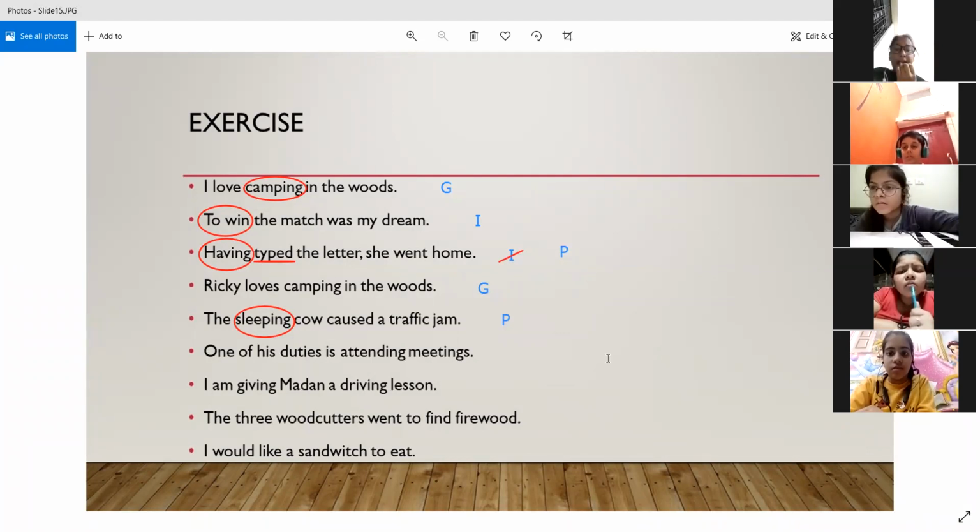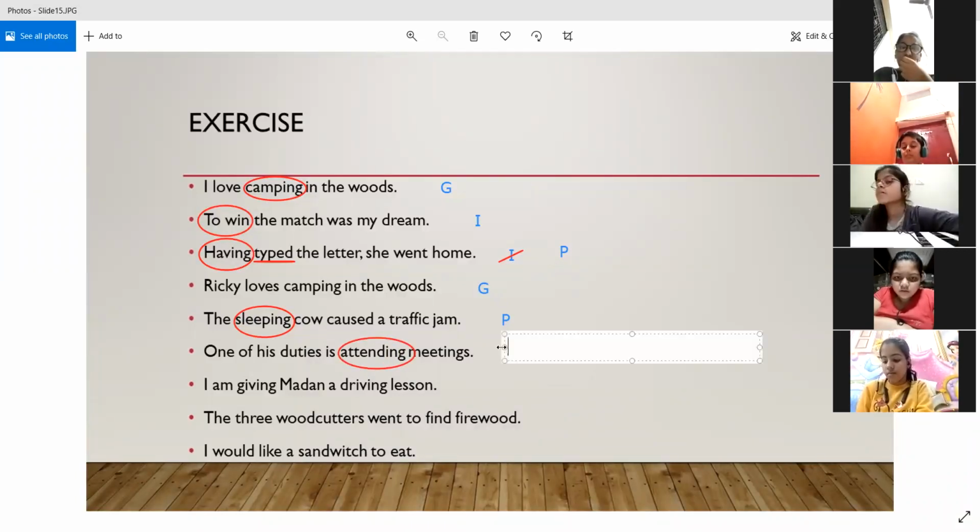Yes, Mahi? Attending will be a gerund, because it is telling us what is one of his duties, right? We are getting the answer to what is his duty. So his duty is attending the meetings. Again, this attending is playing the role of a noun, telling what is his duty. All right.